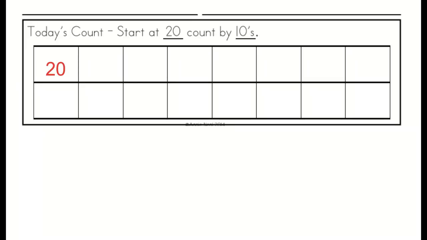All right, today we start at 20 and count by 10. 20, 30, 40, 50, 60, 70, 80.